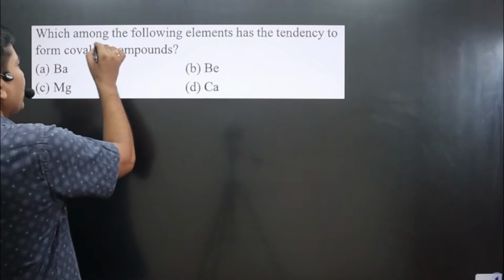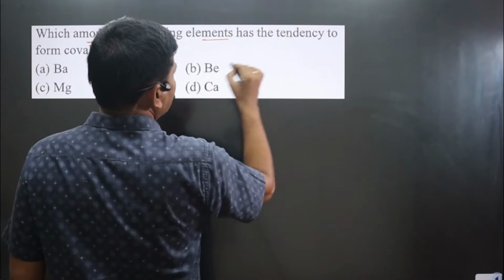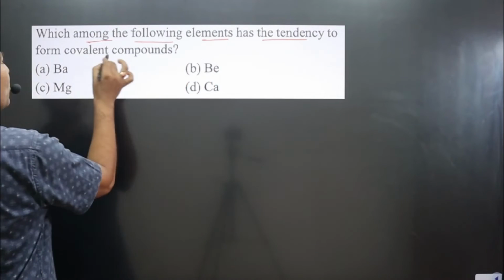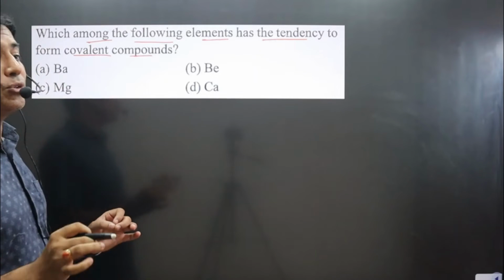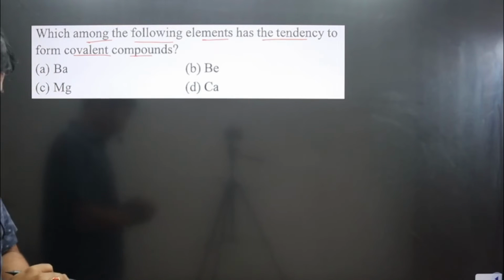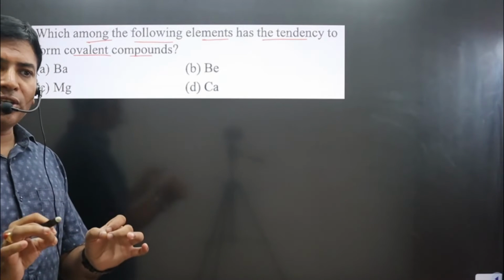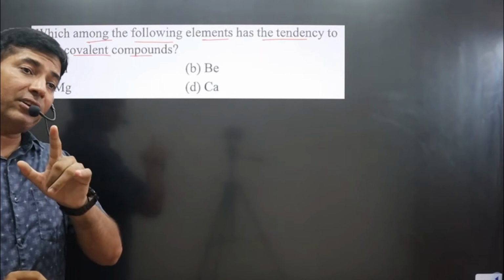The question says, which among the following elements has the tendency to form a covalent compound. The question is related to determining covalent character. Question related to covalent character, always use Fajan's rule.